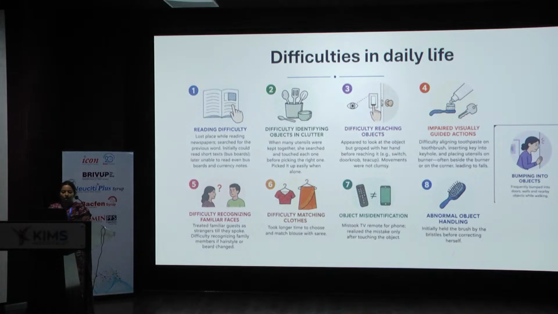She also had difficulty with handling objects. For example, when she had to take the toothbrush, instead of holding it at the stem, she would hold it at the bristles initially and then she will guide herself. And similarly, when she's combing her hair also, she will correct after holding the comb. And she also was bumping into objects and doors and walls while walking.